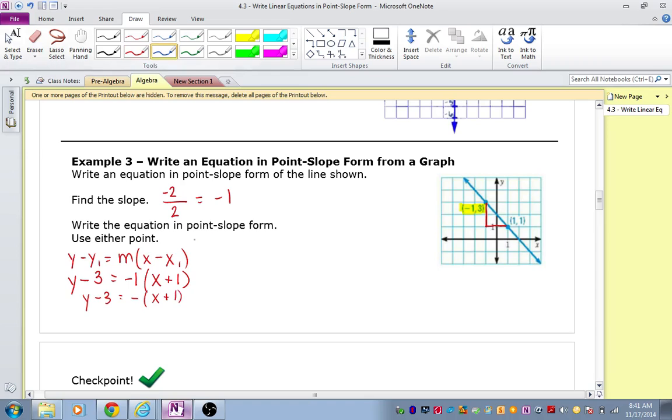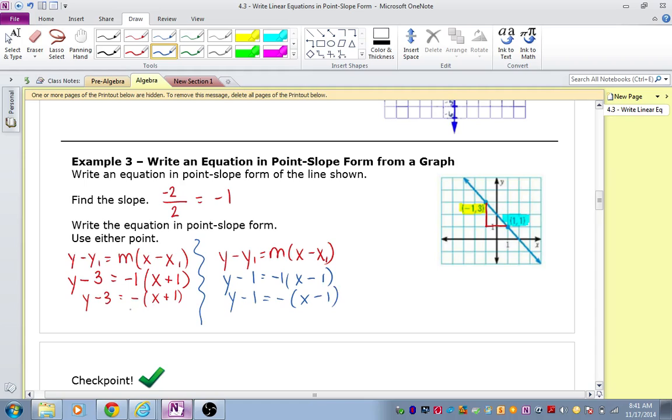What if we'd used the other point? Let's try it. y minus y1 equals m times x minus x1. But now we're using that 1, 1. So we'll do y minus 1. Our slope is -1 still. And then x minus 1. And we get y minus 1 equals negative x minus 1.